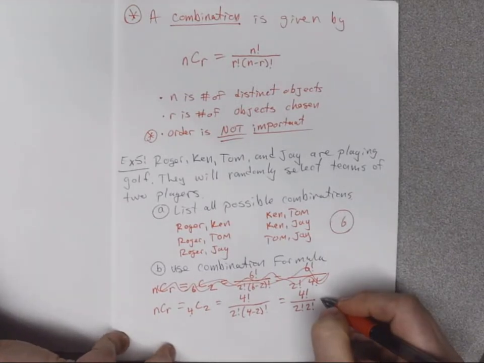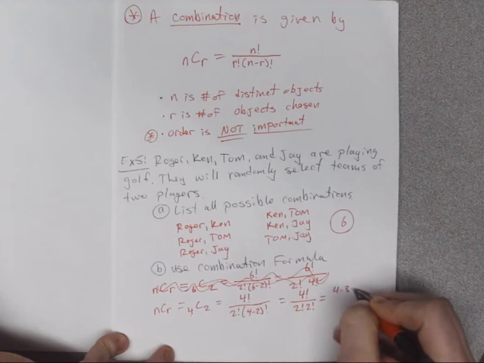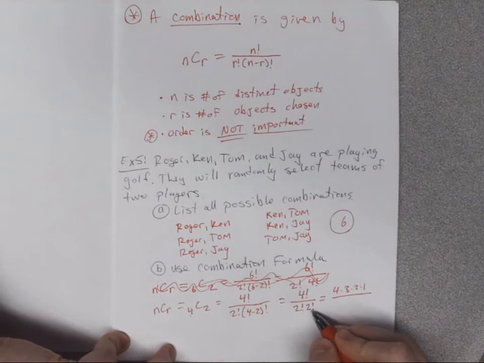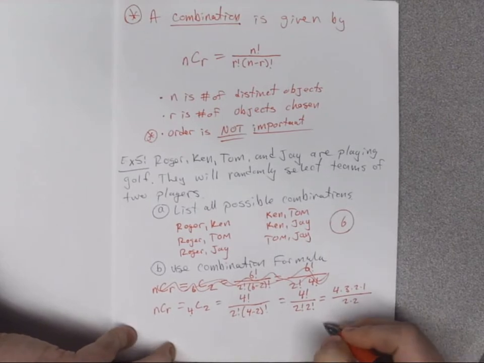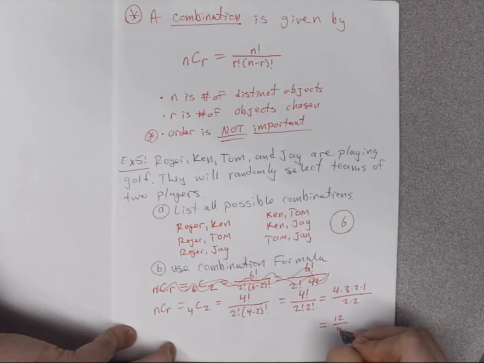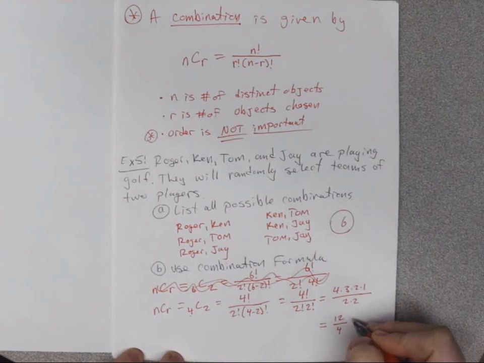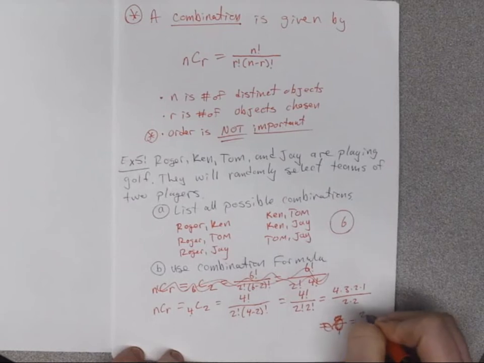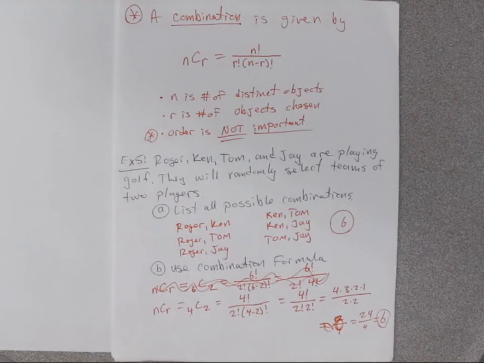Now, there's a couple different ways we could go about doing this. On the top, you get 4 times 3 times 2 times 1. And on the bottom, 2 factorial is 2, so you get 2 times 2 on the bottom. That equals 24 on the top divided by 4, which is 6, which is what we were expecting, and that's good to see.